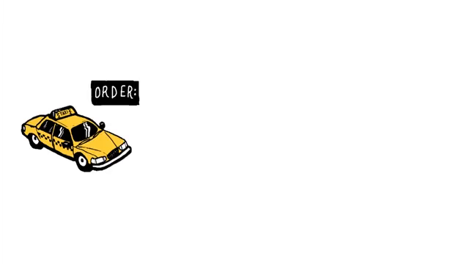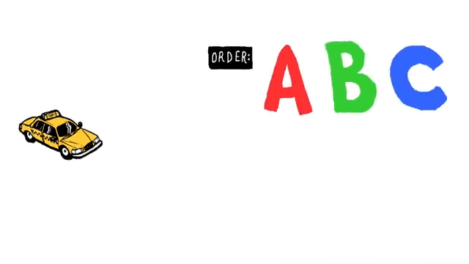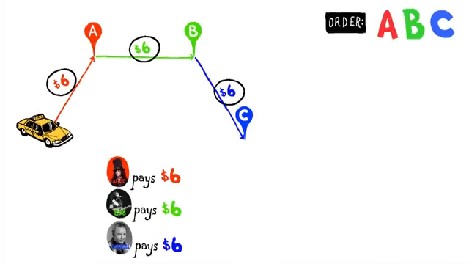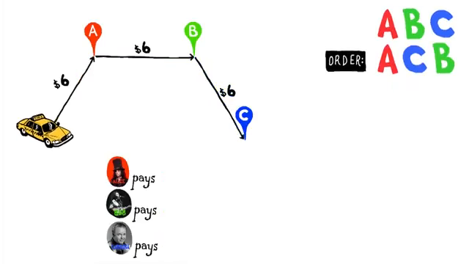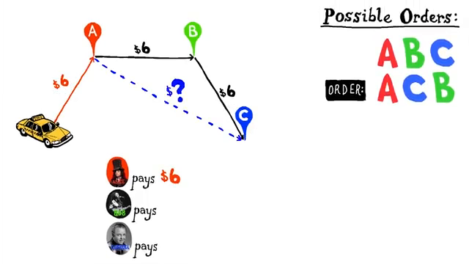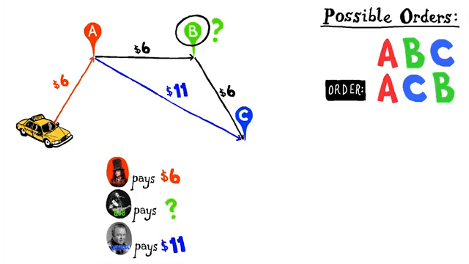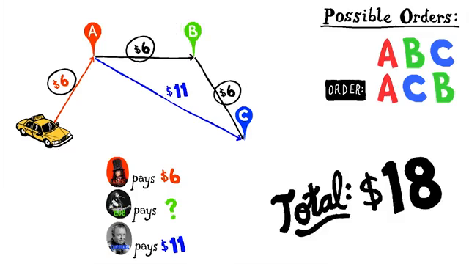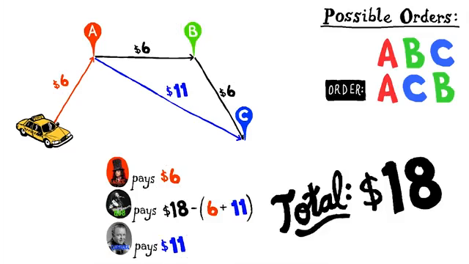If the order they get in the cab is ABC, then Alice, Bob, and Carol each pay $6. But what if they get in the order ACB? Alice still pays $6. As for Carol, the chart is missing how much it would cost to go from Alice's place directly to Carol's. Say that cost is $11. So then Carol pays $11, the cost of getting from Alice to Carol's. How much does Bob pay? The total cab fare is $18, and Alice and Carol are already paying $17, so Bob gets off easy, paying just $1. There's a key insight here.